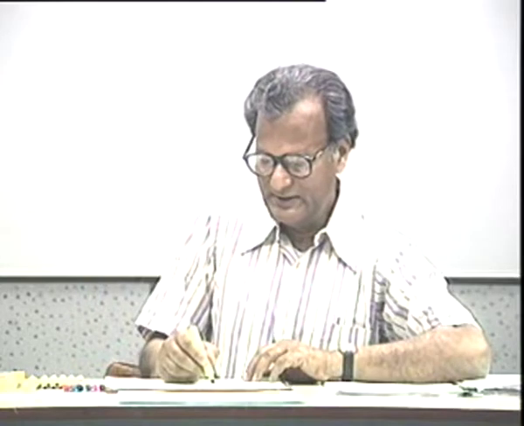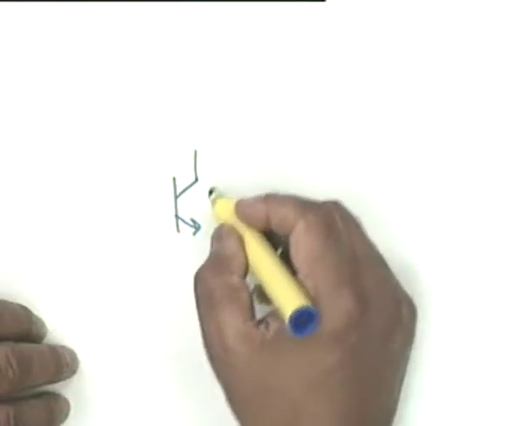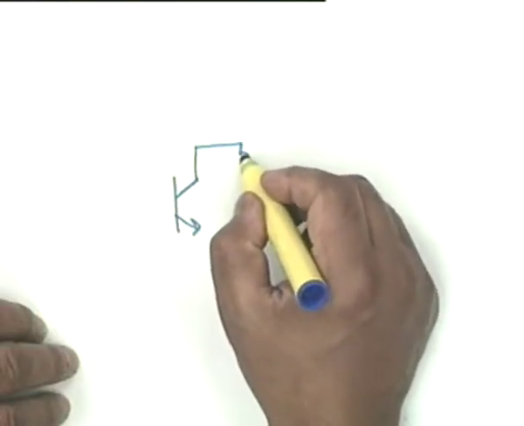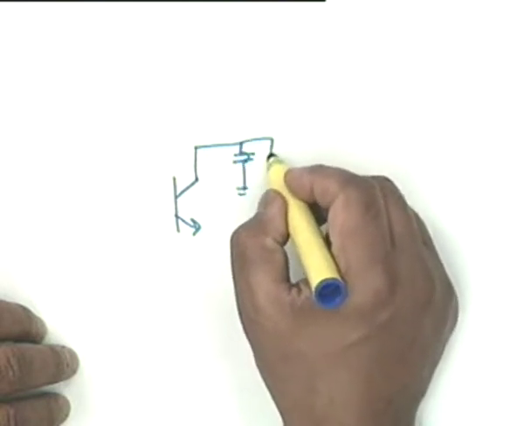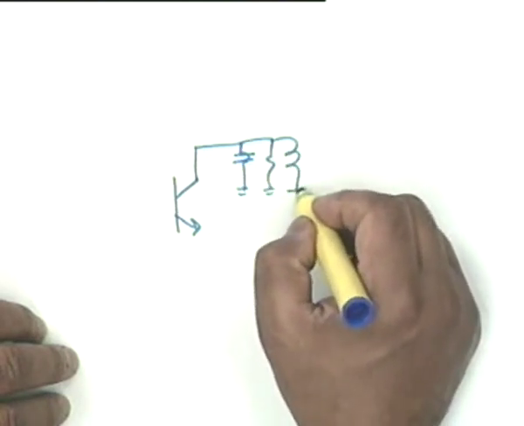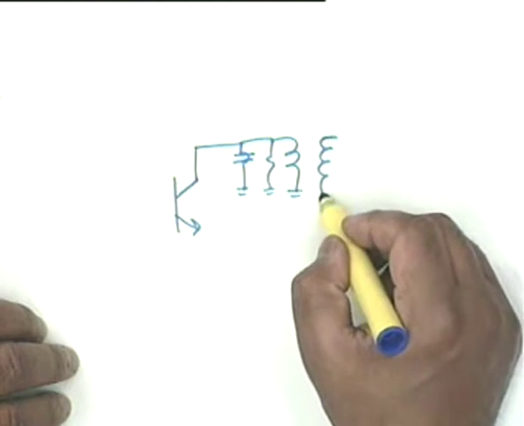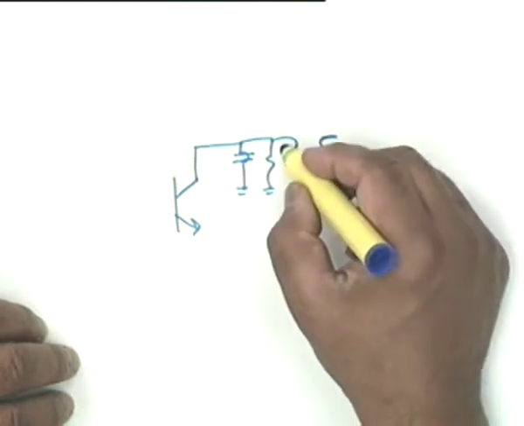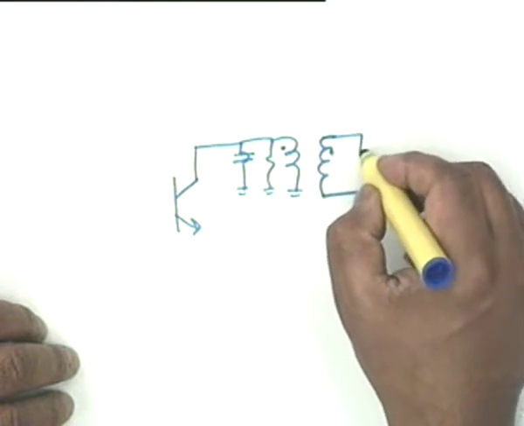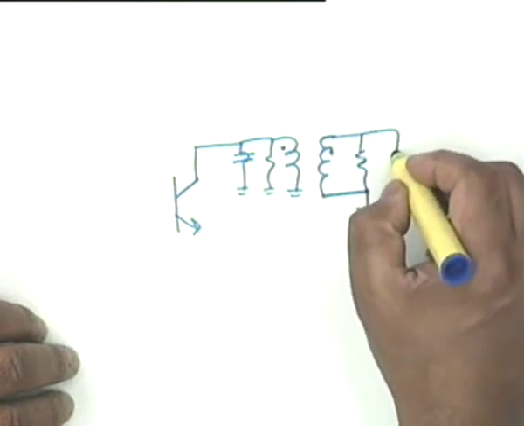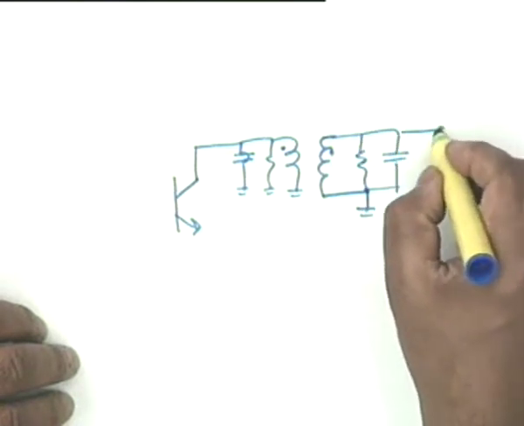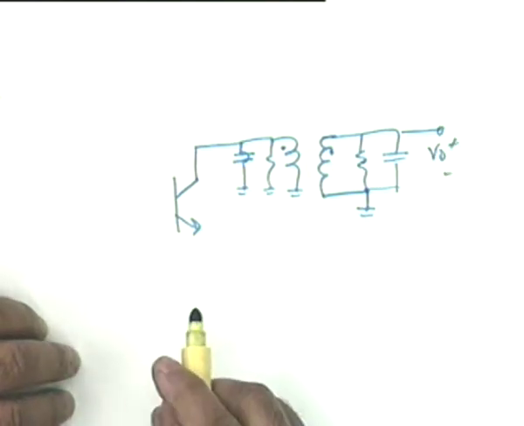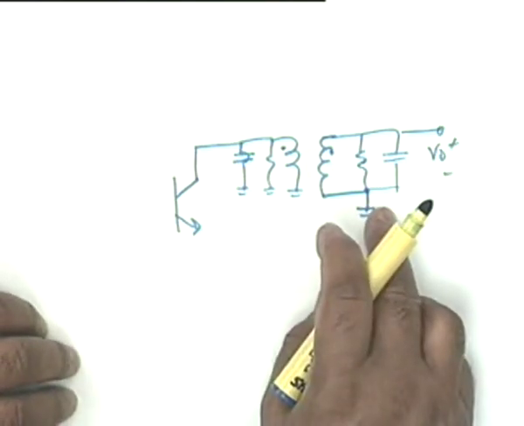You can have a single transistor which has a tuned circuit and another tuned circuit which is coupled magnetically. And you take the output here. This is a way of stagger tuning.